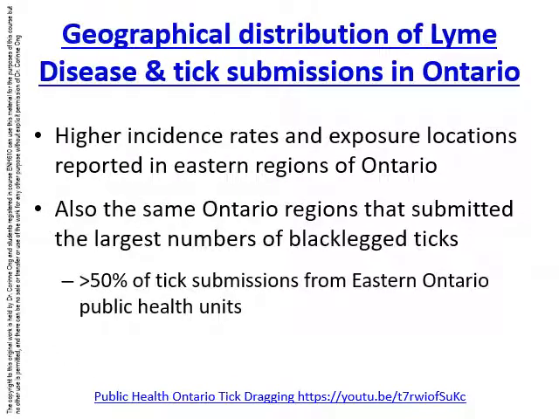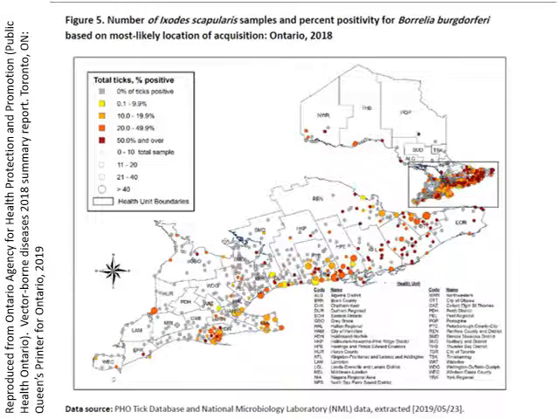As you saw from the map of Ontario Lyme disease risk areas, higher incidence rates and exposure locations were reported in eastern regions of Ontario. These are also the same Ontario regions that submitted the largest number of black-legged ticks. More than 50% of tick submissions are from Eastern Ontario public health units. This map shows the percentage of Borrelia burgdorferi positive ticks in various locations across Ontario in 2018. You can see that most of the locations are in southern Ontario. In many locations, more than 50% of the ticks submitted were positive.